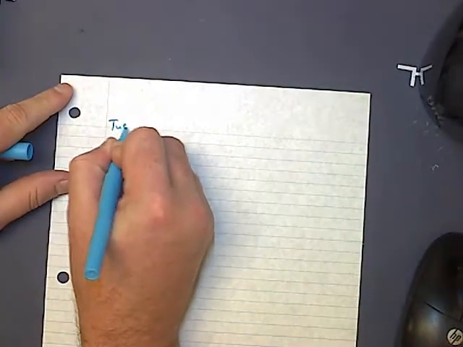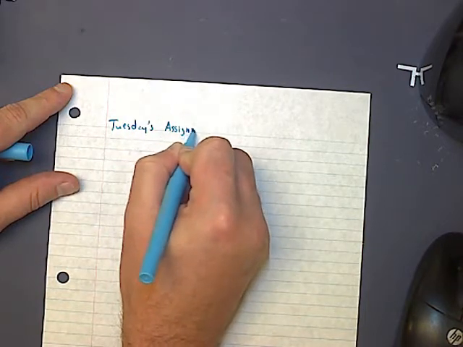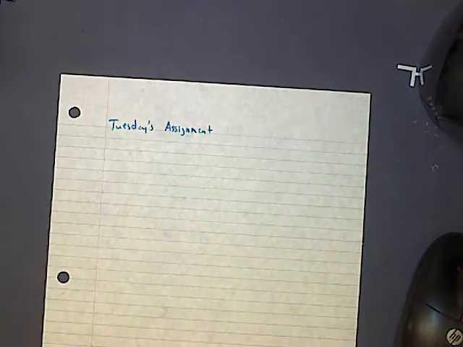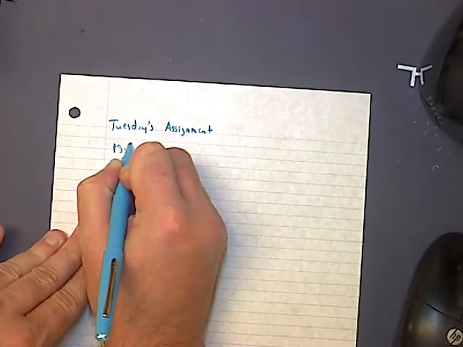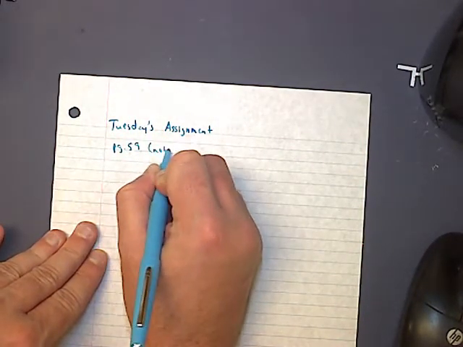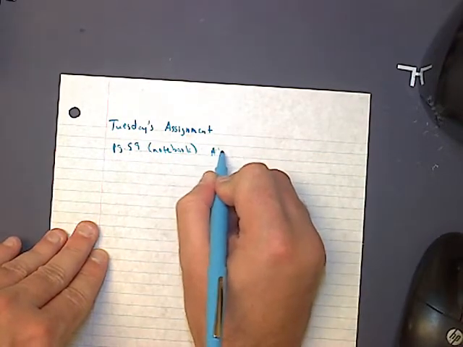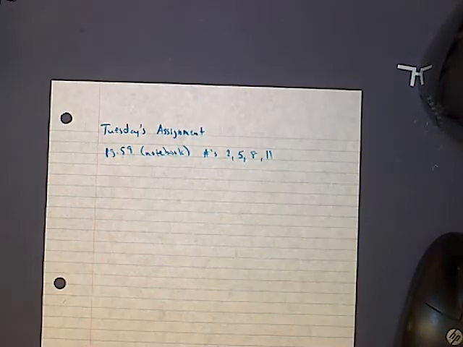Okay, so your assignment for Tuesday is on the same page, page 59 in notebook. Numbers 2, 5, 8, and 11. You have 4 problems I'd like you to do: 2, 5, 8, and 11. We're going to go over those on Wednesday.